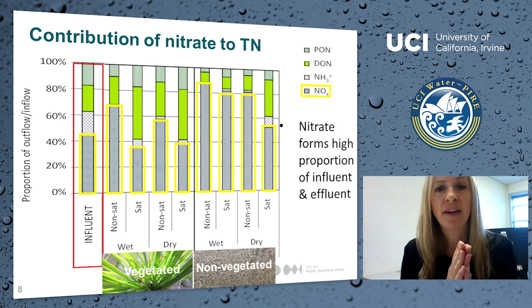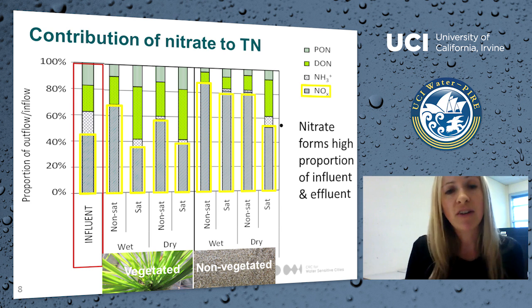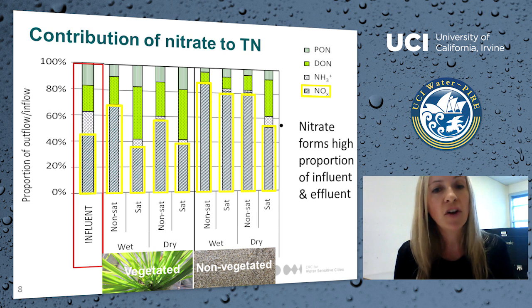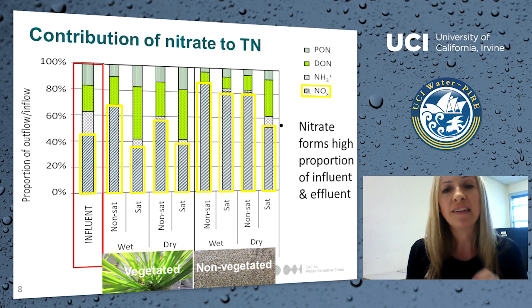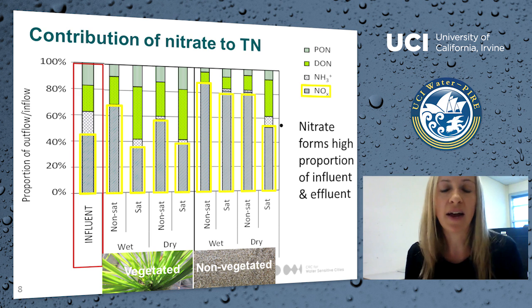And if you just click to highlight to show the breakdown of different forms of nitrogen that we saw in the different outflows from the different designs we tested. So here we tested free draining designs and then designs with a submerged zone. We simulated wet and dry conditions, and we had vegetated and non-vegetated controls here.